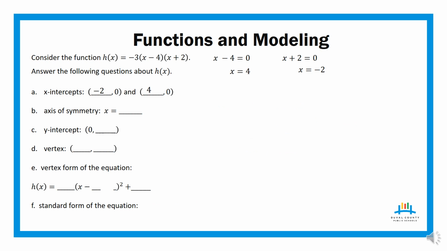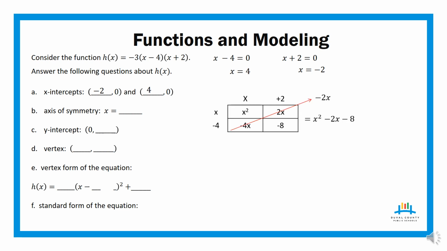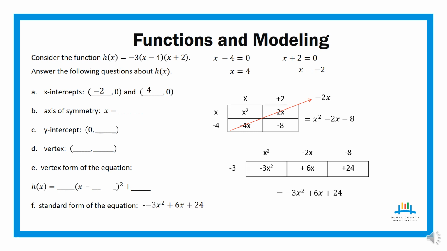Some students prefer to use the box method for multiplying polynomials, which will give the same result. Again, it's your choice. We will still get -3x squared plus 6x plus 24.